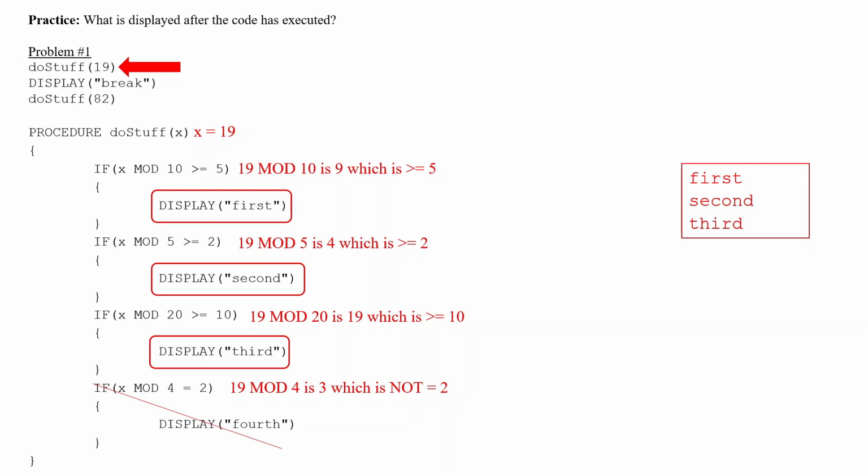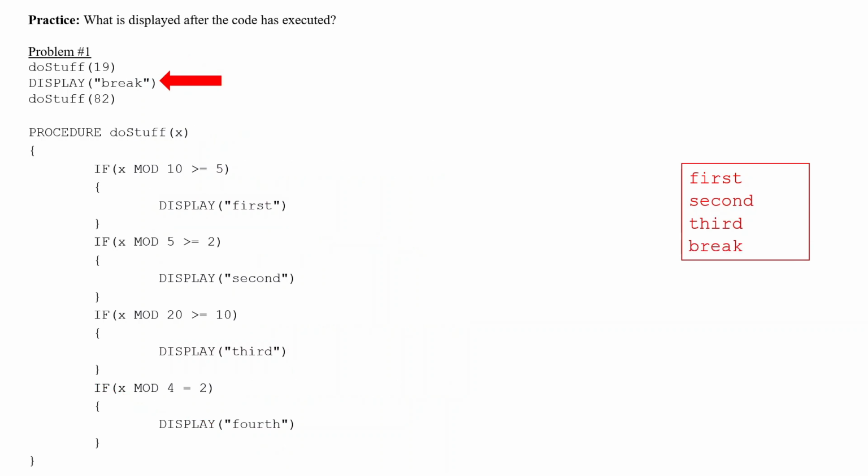So I go through my procedure, do stuff 19. I go through all 4 of those if statements. I figure out what is displayed. I've reached the end of my procedure, which means I go back up to where this procedure was called. I go back up there and I keep running the code. So the next thing that's displayed is break. And then I do stuff again.